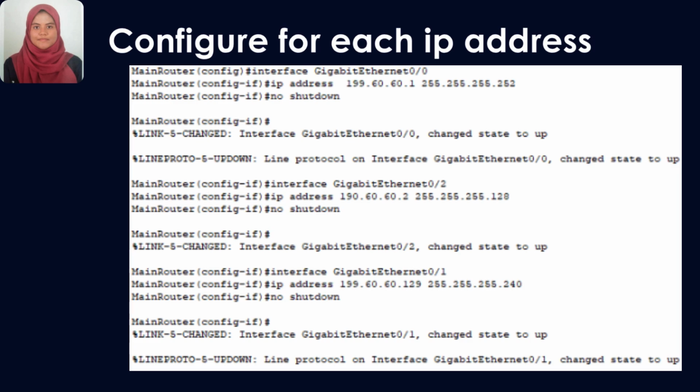However, there is an important issue. The interfaces that should connect the two routers, branch router GigabitEthernet 0/0 and main router GigabitEthernet 0/0, are using different subnets. The branch router uses the 199.60.61.0/30 subnet, while the main router uses the 199.60.60.0/30 subnet.